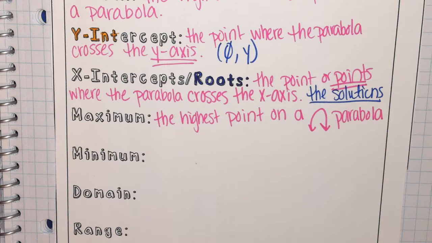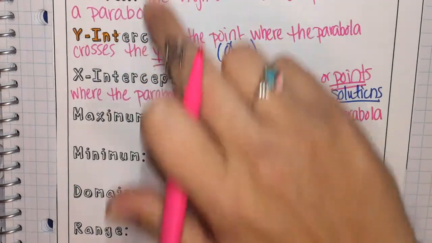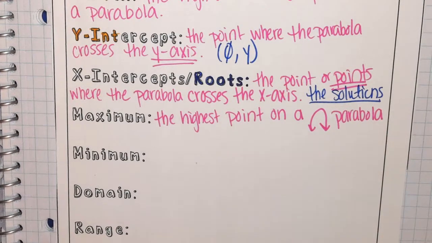So today, all we're doing is, our learning target said, I can analyze the characteristics. So I want you to be able to look at a parabola that I give you, and we're going to name all of these parts. That's it. That's all we're doing.